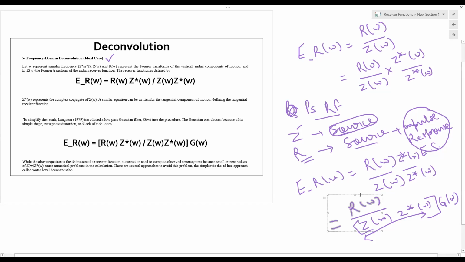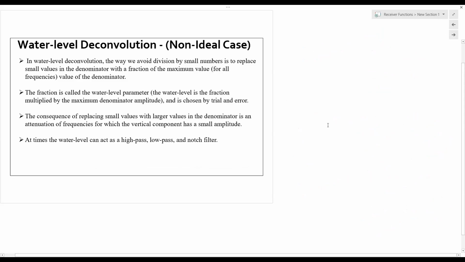So for that purpose, there was a technique that was proposed, which is known as the water level deconvolution technique. In water level deconvolution, the way we avoid division by a small number is to replace the small values in the denominator with a fraction of the maximum value. And that fraction is known as the water level parameter. So that fraction you will have to multiply.